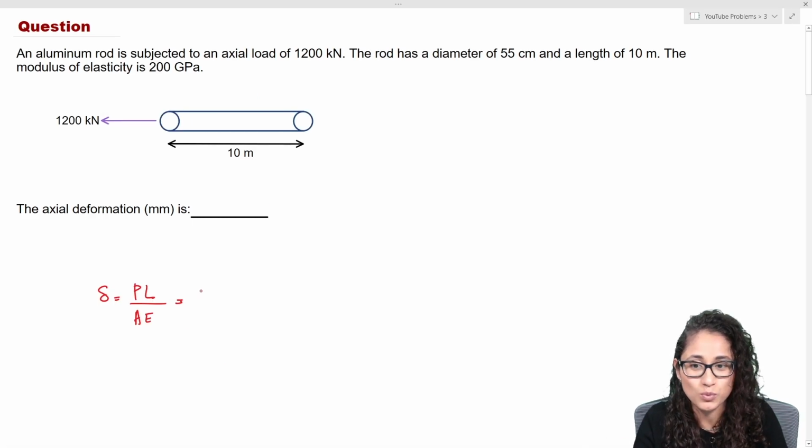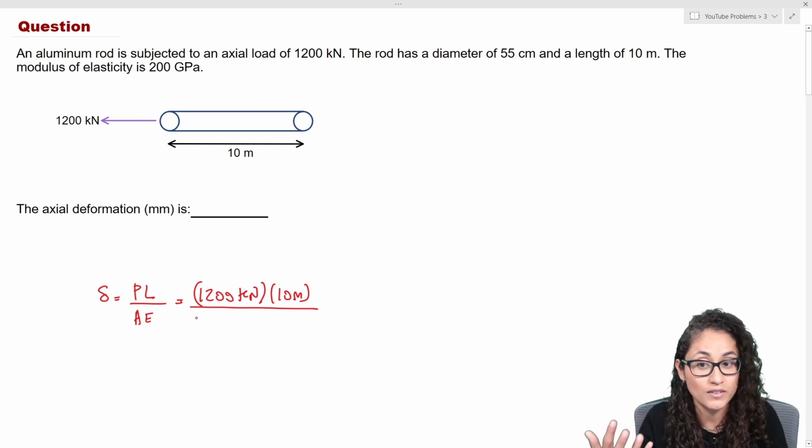So we have P, which is 1,200 kilonewtons. And then we're going to multiply by the length, which is 10 meters, and then we're going to divide it by the area. Now, we were not given the area, but we do have the diameter, so we can easily do pi over 4 times d squared.